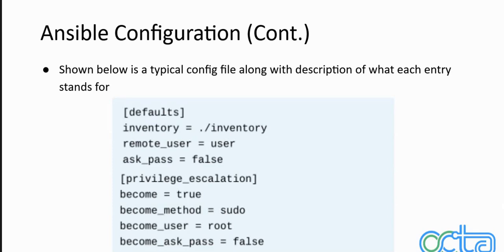First of all, is privilege escalation required at all? That is decided by setting become to true. Become means you become the admin user. Second thing is become method. What is the method to be used to change to admin user? Here we are saying sudo. The next thing is, yeah, I'm ready to escalate my privileges, but to which user should I escalate? By default, it will be root, but here we are explicitly mentioning it as root.